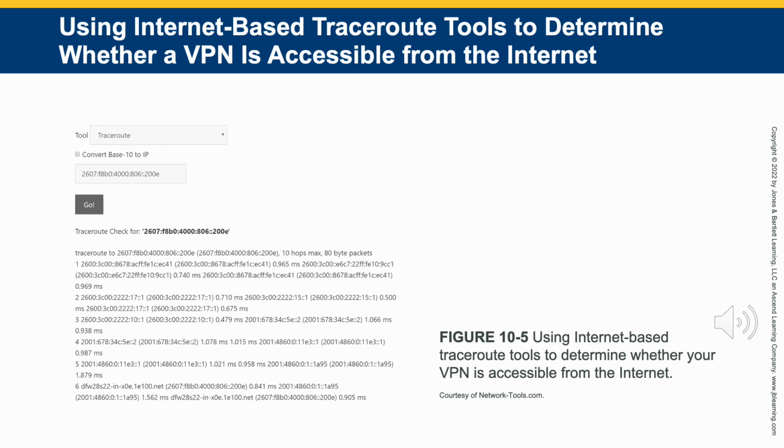Using internet-based traceroute tools to determine whether a VPN is accessible from the internet. Here we can see this is a web-based solution. You do a traceroute, use your IPv6 address, and we can see the hops that are going from the host that you're on on the internet, the web page, to the far end host of the VPN device.